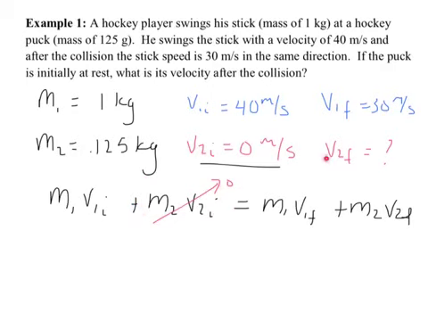Now, we're looking for v2f, so we're trying to solve for this variable. So let's subtract this over here. Again, this is gone. Let's subtract this over here, giving us m1 v1i minus m1 v1f equals m2 v2f.